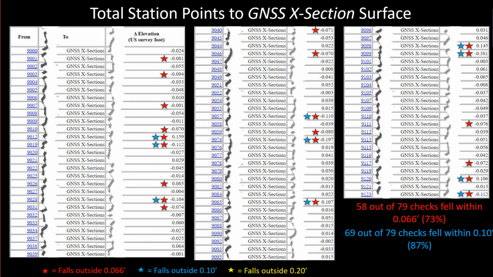87% of our checks, or 69 out of 79, fell within a tenth. And all but one, we had one kind of outlier up here, which is really high. I have to look at what happened there, but that one fell outside of the 2/10. So 99% of our GNSS measurements were within 2/10 of our baseline data.